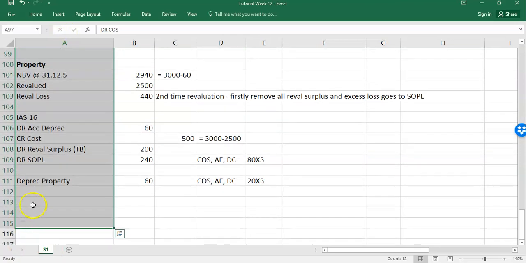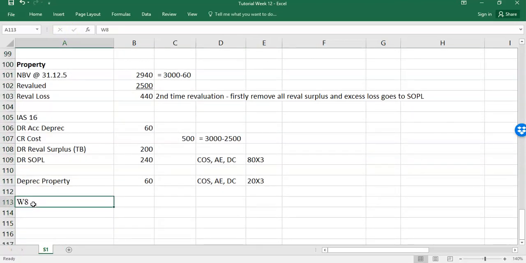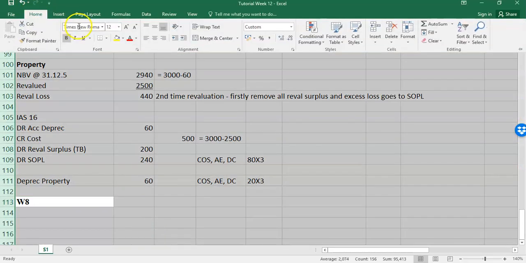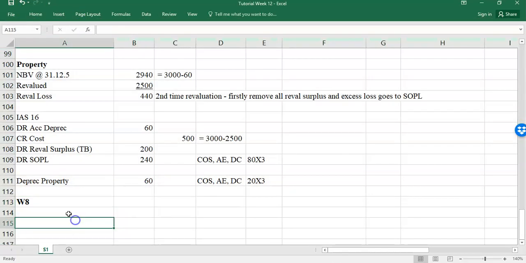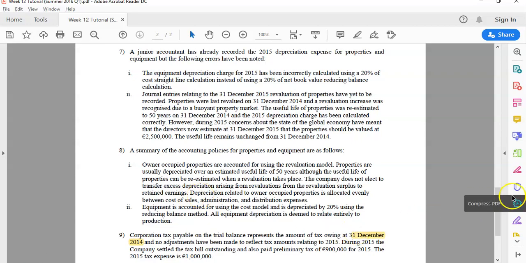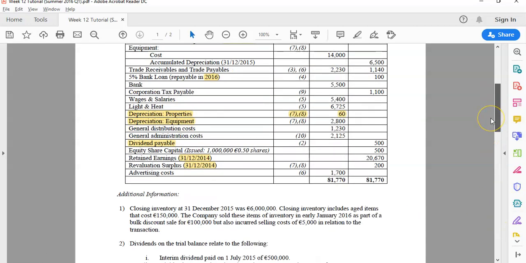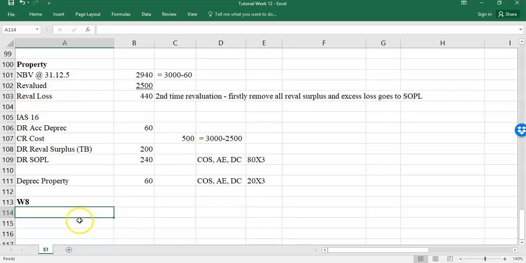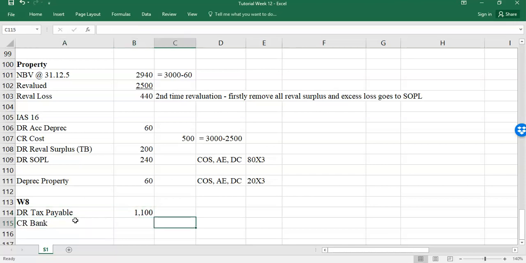We're now looking at working 8, and this is to do with taxation. Just tidy up that to make sure they're all the same. So taxation, you're told the opening balance there of the 1.1 million is balance owed for last year. No adjustment has been reflected, the amounts paid related to 2015. They settle the tax bill outstanding, so the first entry will be debit tax payable, credit bank, 1.1 million.